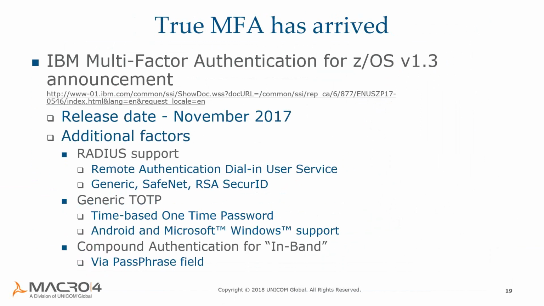Then, back in November 2017, I put this out as a sort of fairly new thing. I don't know where 2018's disappeared to, because obviously this is several months old now. But when that came out, this was version 1.3, and they added a load more authentication factors. So they've added RADIUS, which stands for Remote Authentication Dial-In User Service, and there's a generic version of that. It supports the SafeNet products, and obviously there's some more RSA stuff in there.